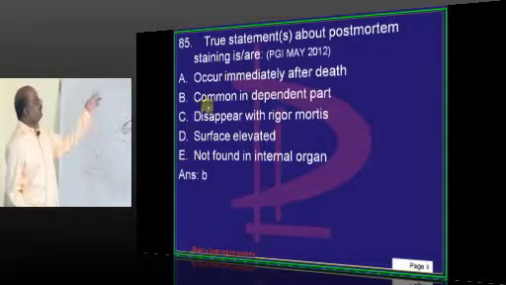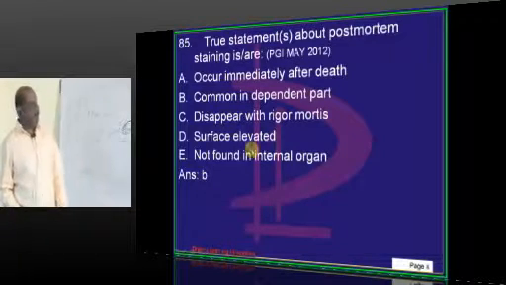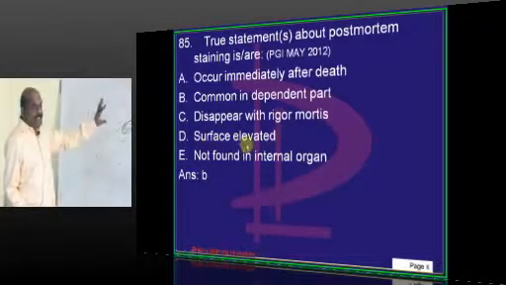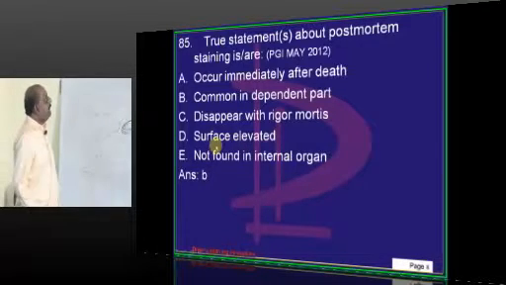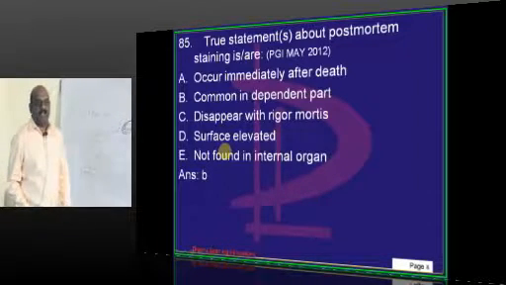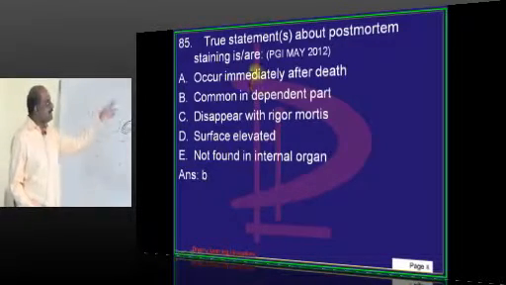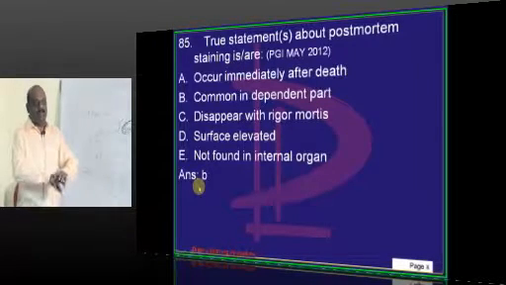Post-mortem staining and rigor mortis are the favorite areas for the examiner. Typically, post-mortem staining is common in the dependent areas. The surface of the post-mortem staining is not elevated, and it is also found in internal putrefaction and hypostasis. Post-mortem staining can occur in internal organs, and external also.